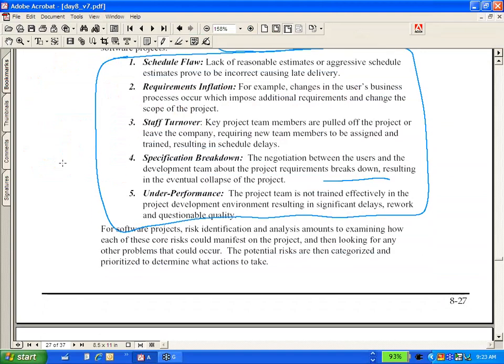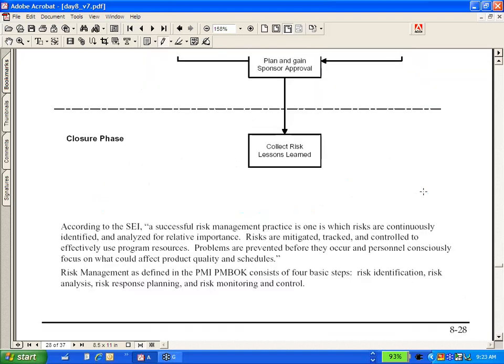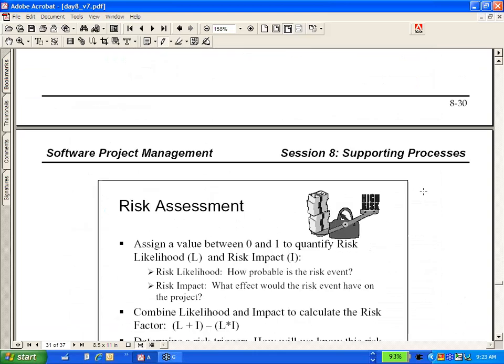And underperformance. It's, again, a very common problem. Your team member is not as effective as you thought they would be. How do you deal with the risk?